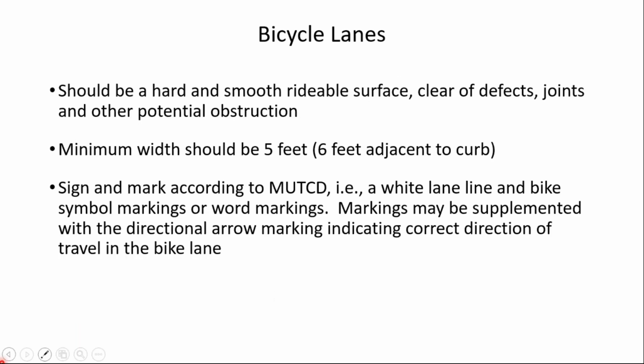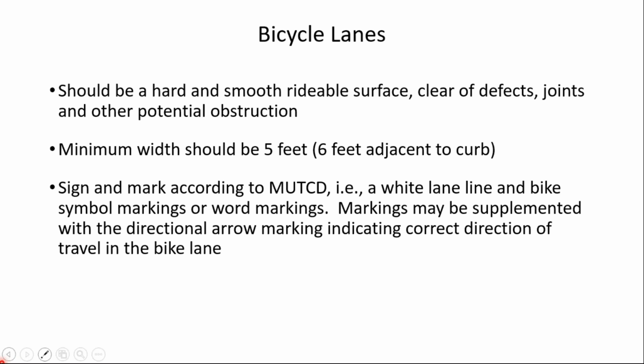Bike lanes should be a hard, smooth, rideable surface, clear of defects, like we talked about on Tuesday, with no debris accumulation. The surface conditions should be free of joints and seams and cracks and holes, and any other potential obstruction. Minimum width should be 5 feet, but if the lane is adjacent to the curb, 6 feet, because of the fact that the bicycles will shy away from the curb.